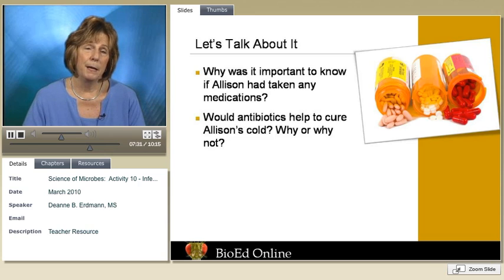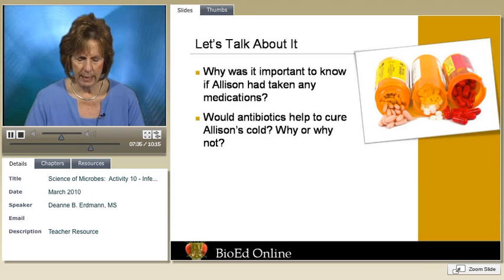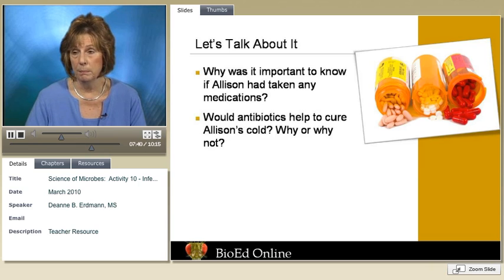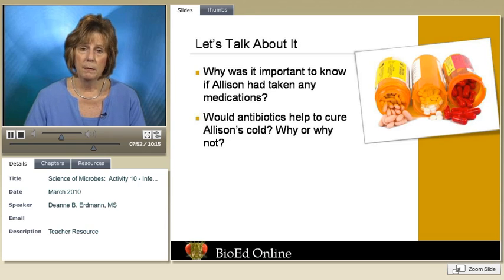And you also want to have a nice discussion of what about antibiotics. Okay, so Allison has a cold, and then they need to discuss, well, what microbe causes colds? That's viruses. And do antibiotics work against viruses? Well, the answer is no. No, they don't. So the overprescription of antibiotics could easily be something that's more harmful to Allison than helpful, because that's part of what helps create antibiotic resistance.